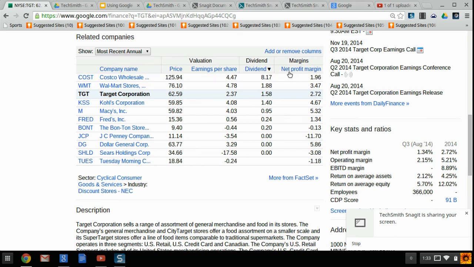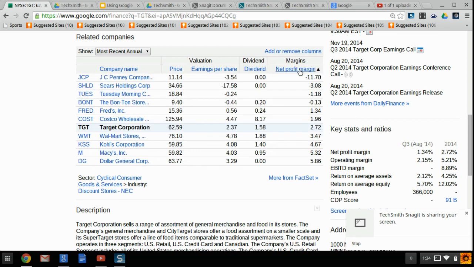Now, the next thing is your net profit margin. If you take a look, net profit margin is right over here in key stats and ratios. You can see their net profit margin from the most recent quarter compared to the last year they have on record. What this means is how many cents per dollar they earn in profit on every dollar spent. So for every dollar that you're spending at Target, well, I guess it's not every dollar, but 1.34% of that would be profit for the company. So their profit margin is 1.96. Obviously a bigger profit margin is better.